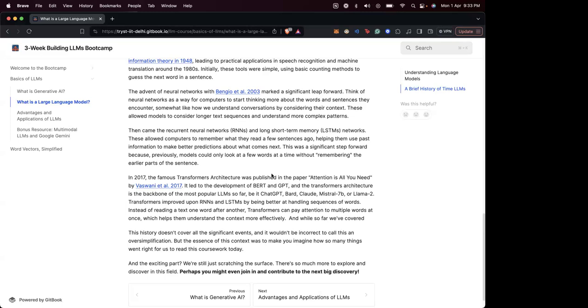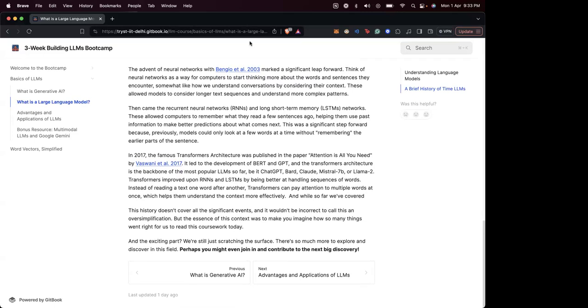While so far we've covered, okay, this history doesn't cover all significant events, and it wouldn't be correct to call this an oversimplification. But the essence of this context was to make you imagine how so many things went right for us to read this coursework today. The question is, does the value of one weight correspond to one neuron?